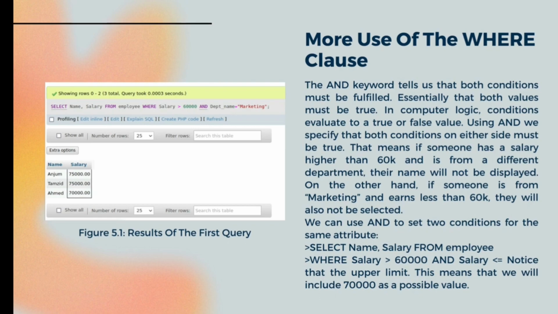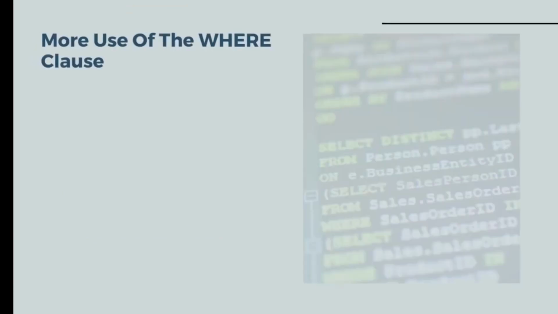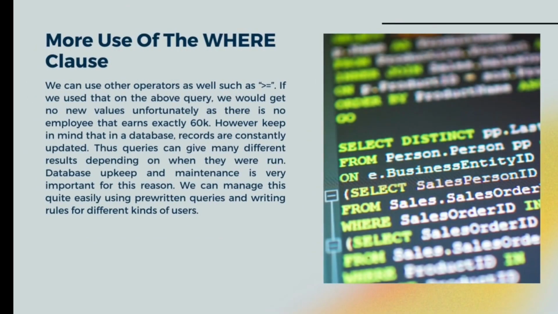select name, salary from employee where salary > 60,000 and salary <= 70,000. Notice that the upper limit. This means that we will include 70,000 as a possible value. We can use other operators as well, such as greater than or equals. If we used that on the above query, we would get no new values unfortunately, as there is no employee that earns exactly 60K. However, keep in mind that in a database, records are constantly updated.